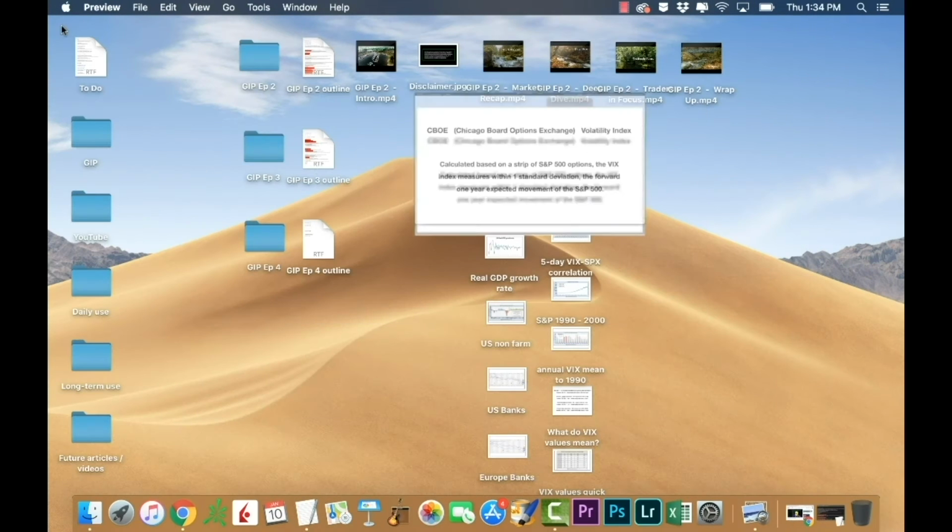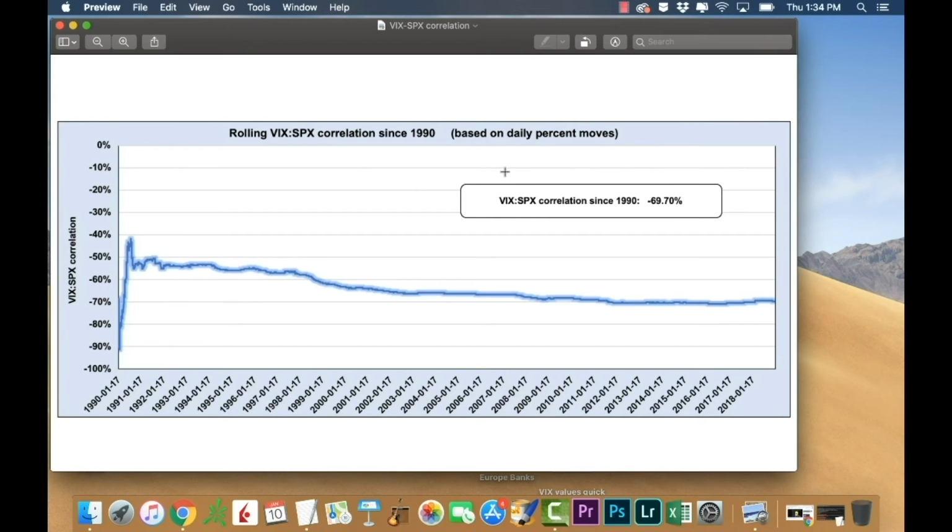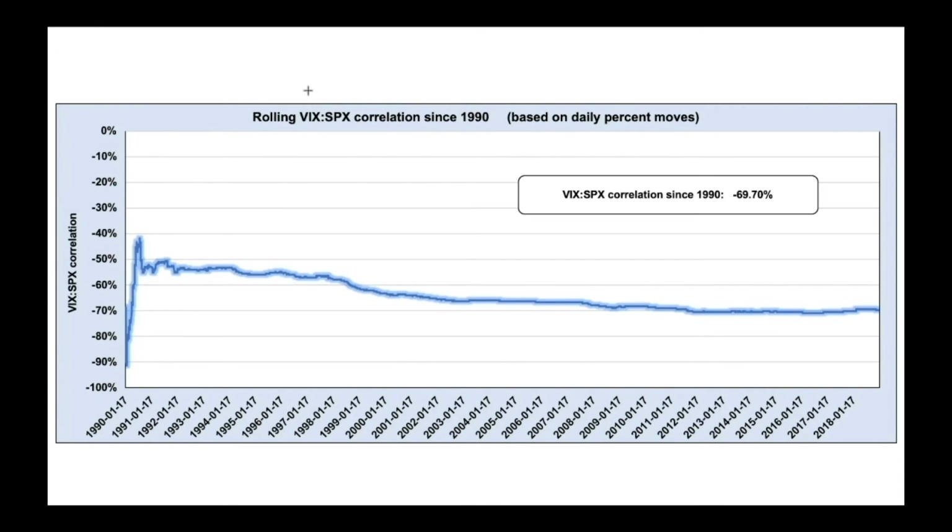Now, it is true that the correlation between the VIX index and the S&P 500 is negative. So what we're looking at here is the rolling correlation between VIX and SPX. SPX is the S&P 500 index, and this goes all the way back to 1990. So the long-term rolling correlation is about minus 70%. Remember, correlation doesn't imply magnitude. It simply means that if one of them is going up, if there's a negative correlation like we see here, it typically means the other one is going down, and that happens about 70% of the time.